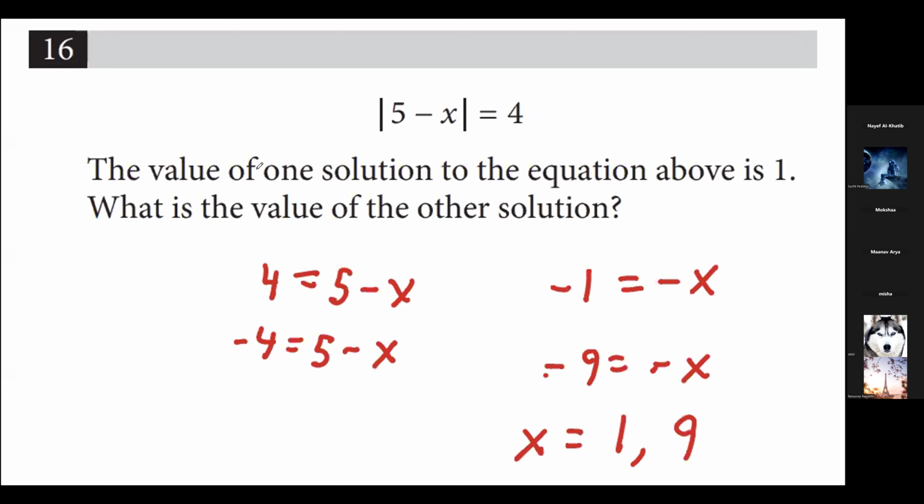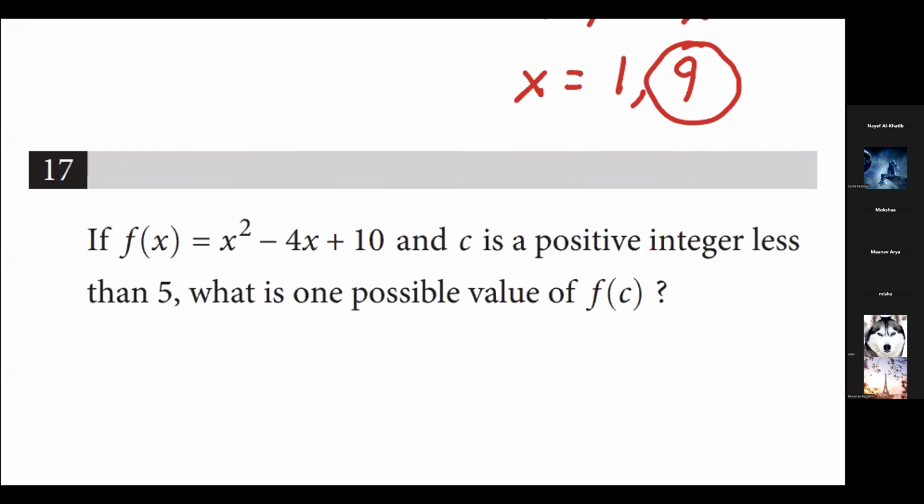And it says the value of one solution is 1, so positive 1. So what is the value of the other solution? The other solution is 9. Question 17.